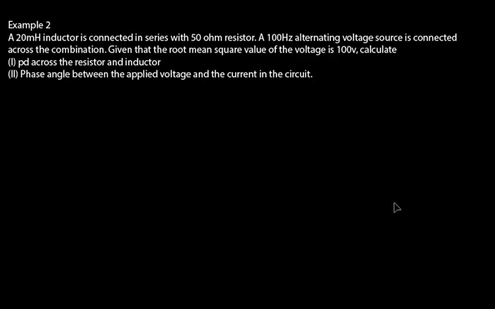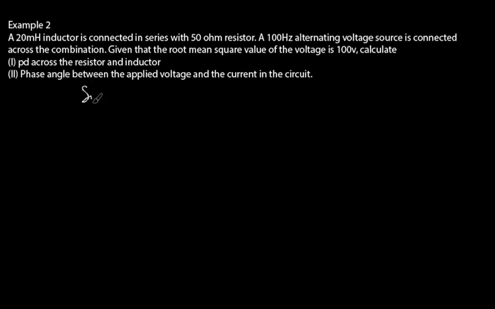So example number 2. We have a 20 microhenry inductor connected in series with a 50 ohm resistor. A 100 hertz alternating voltage source is connected across the combination. Given that the root mean square value of the voltage is 100 volts, calculate the potential difference across the resistor and then the inductor, and then the phase angle between the applied voltage and the current in the circuit.